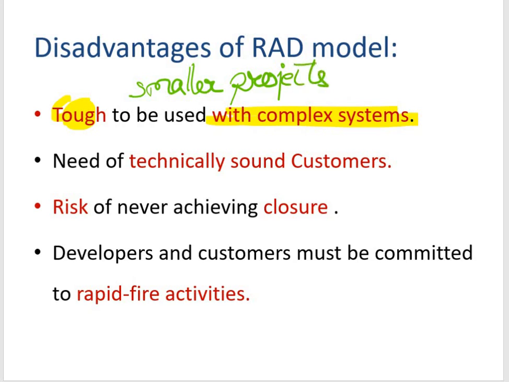In this sense, customer's involvement is there, so I need to have a technically sound customer. Then only the customer can give me some inputs. Now, risk of never achieving a closure, once again, the reason being iterative in nature. Customer is stringent and is never happy. Then developers and customers must be committed to some rapid fire activities because everything is happening in a very short span of time.